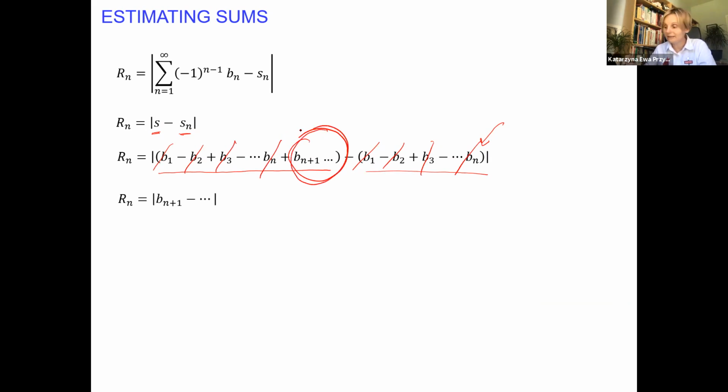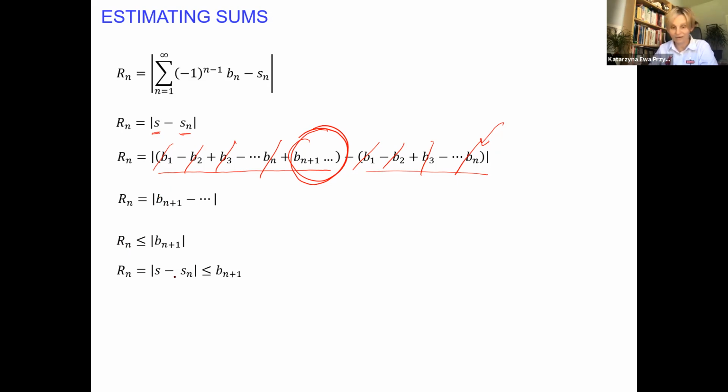Okay. And you may notice this will be even smaller because we're subtracting another term. That means we can say that the remainder is even smaller than this next term. And that's it.